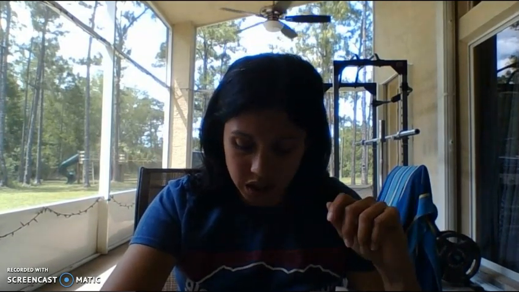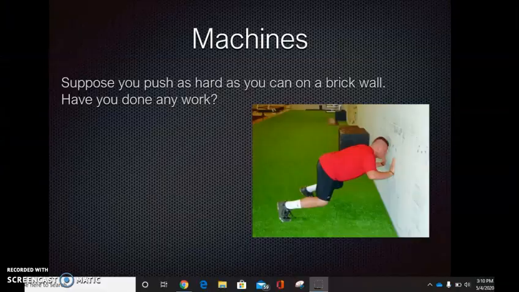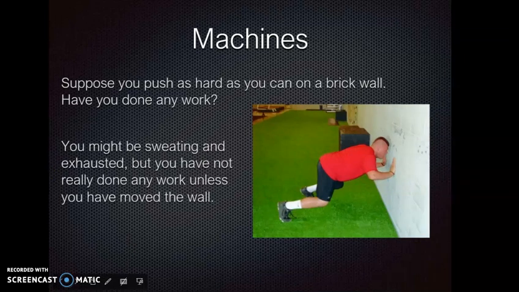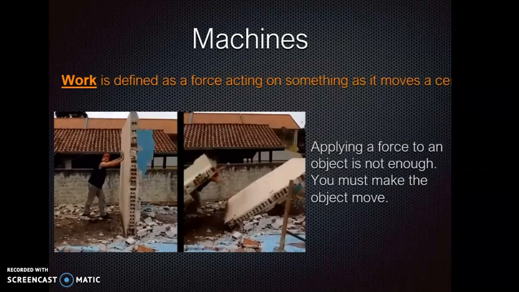Today we're going to learn exactly what work is and what work is not. Alright, so as you saw two of my three children doing, suppose you push as hard as you can on a brick wall. Have you done any work? Now, you might be sweating, exhausted, but you have not really done work unless you've actually moved the wall. So work is defined as a force acting on something as it moves. So applying a force to an object is not enough. You actually have to make it move.